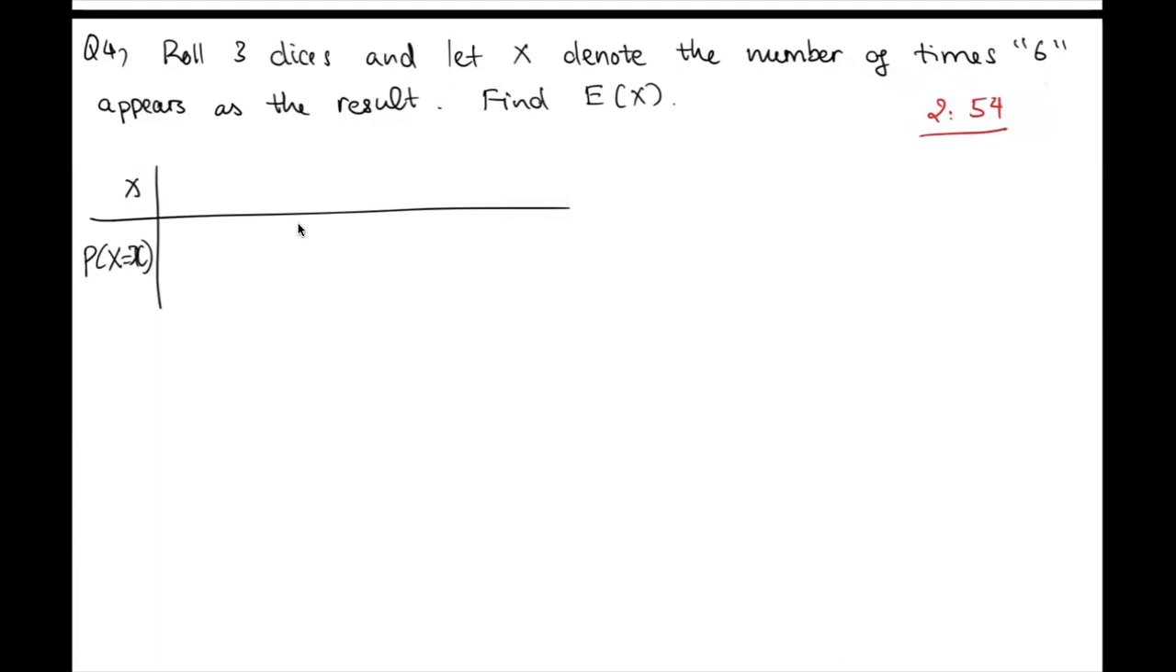You roll 3 dice. So the minimum number of times that 6 appears is 0, and the maximum number of times that 6 appears is 3. So you should be able to fill in the rest. And then for each value, you have to fill in the probability that the random variable is equal to the specific value. And after that, you can find the expected value using this formula.